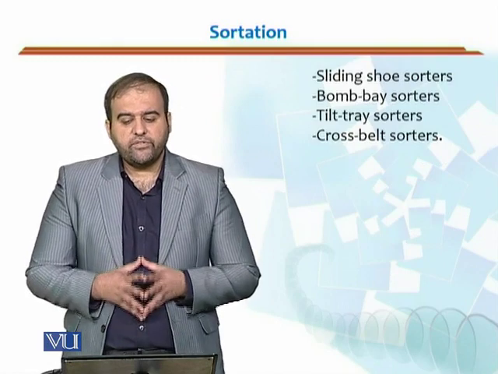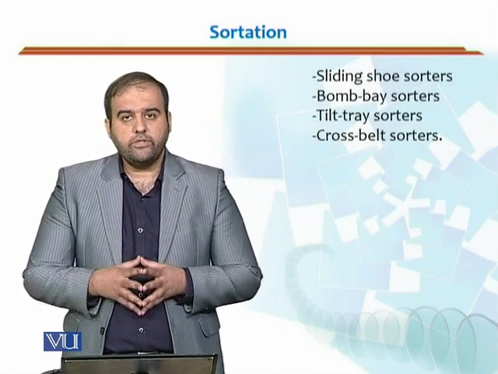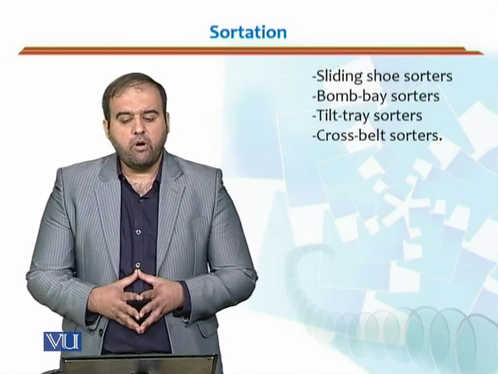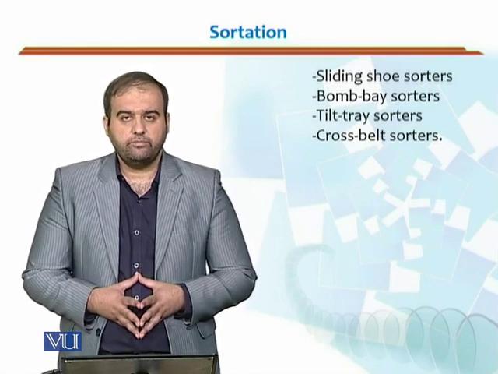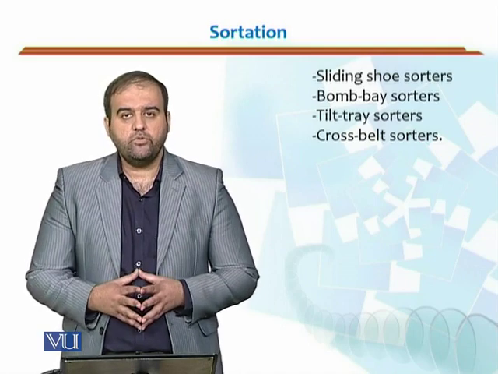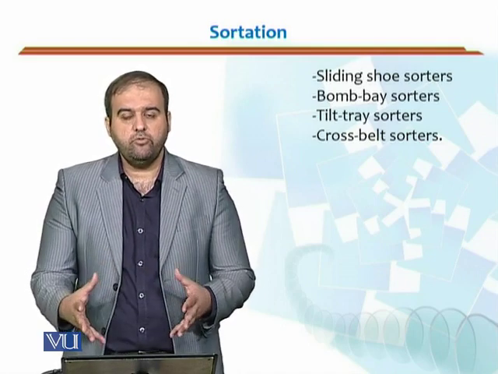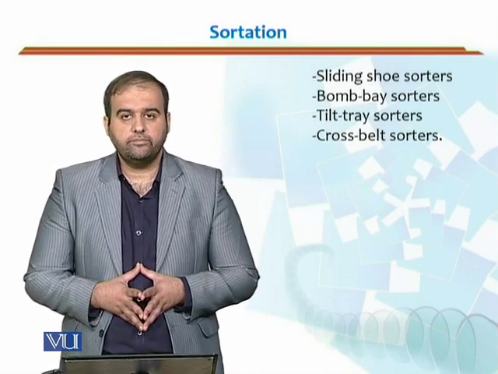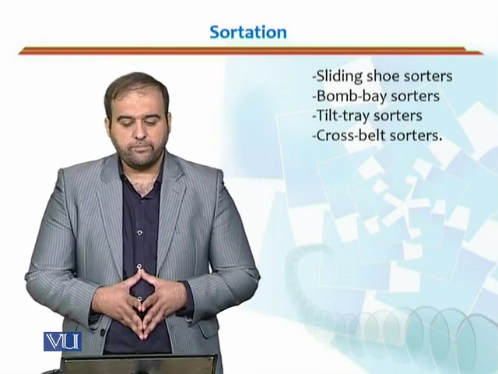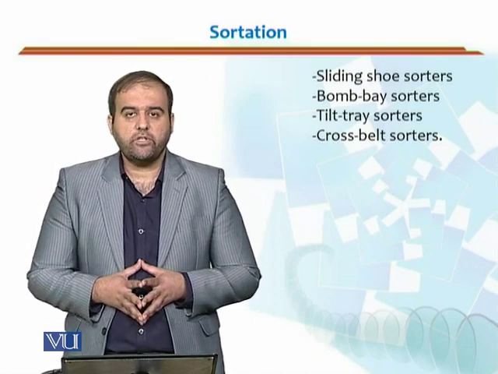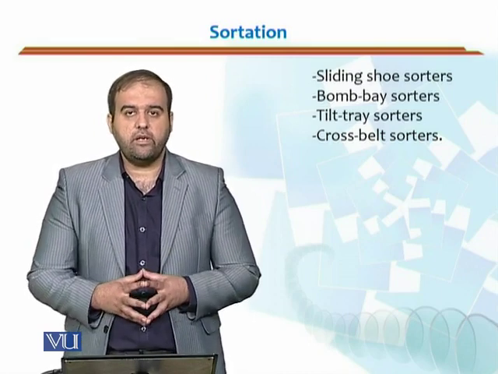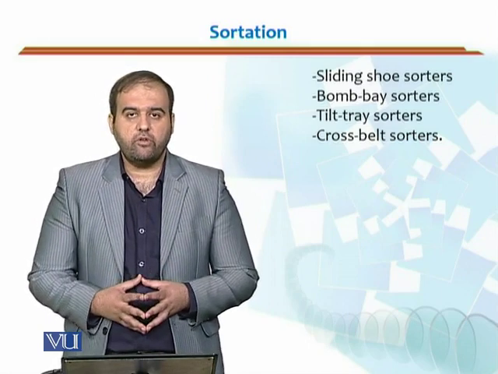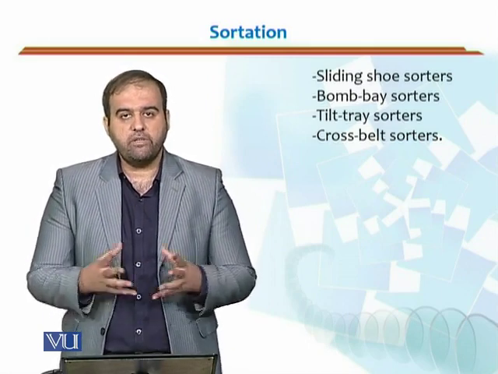There can be sliding shoe sorters. There can be bomb bay sorters. Sliding shoe sorters would be normally used on the traditional or conventional conveyor belts or conveyor systems. Bomb bay sorters are used for dot bins, and normally these are for the sortation of the couriers or the mail.